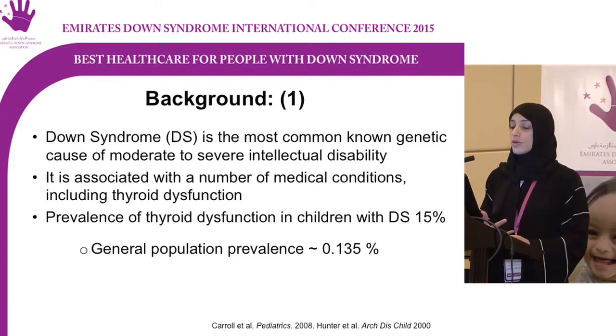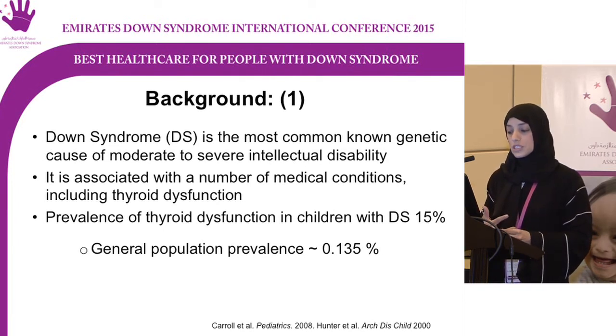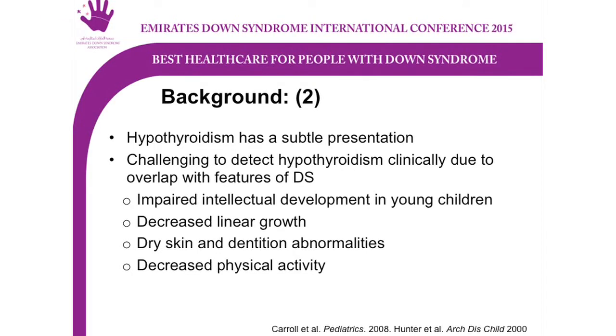The prevalence of the thyroid dysfunction in kids with Down syndrome has been estimated to be around 15%. If you compare it to the general population, it's more than 100 times. The general population prevalence is 0.135%. Hypothyroidism is the commonest one, and the one that we really need to diagnose and treat.